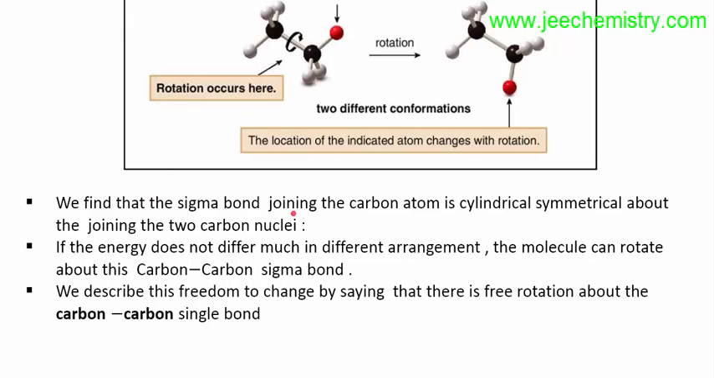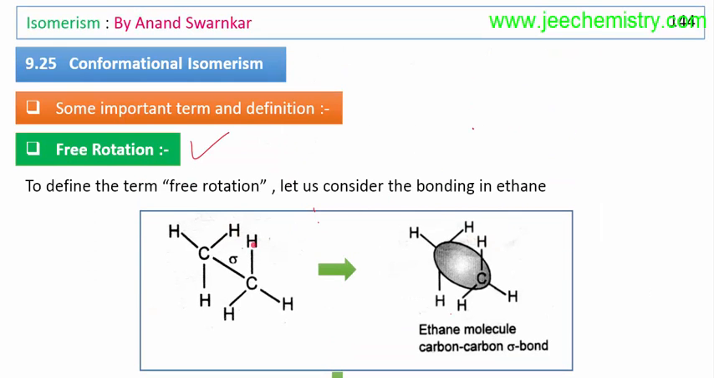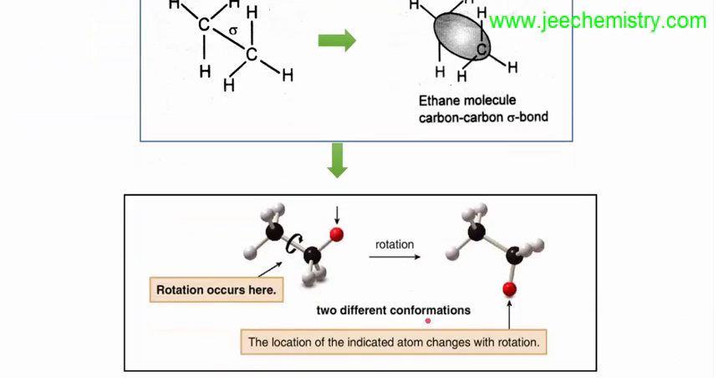We define it this way: the sigma bond joining the carbon atoms is symmetrical about the line joining the two carbon atoms. The line joining the two carbon atoms is symmetrical and cylindrical. How does their rotation occur? This way their rotation occurs, and these hydrogens go in the downward direction.